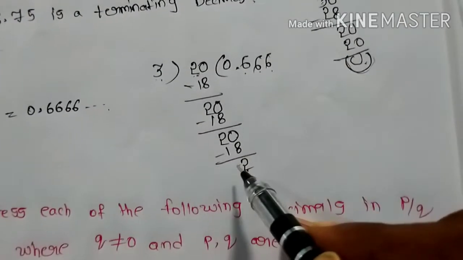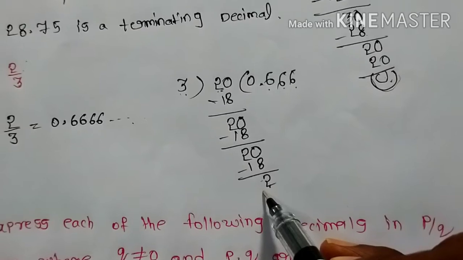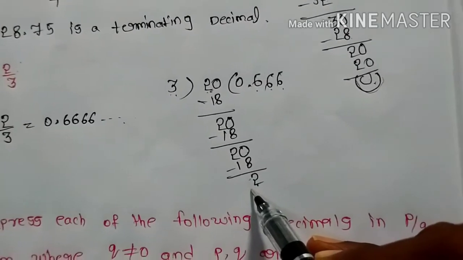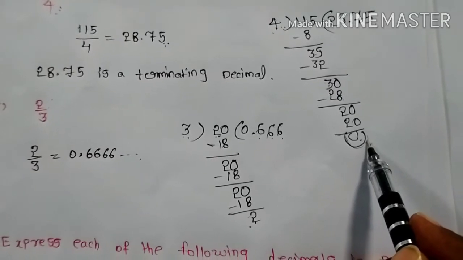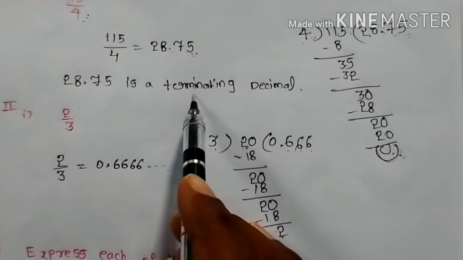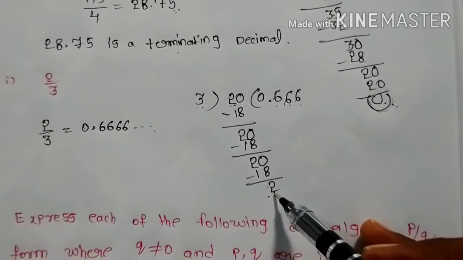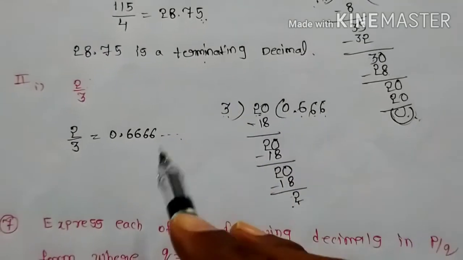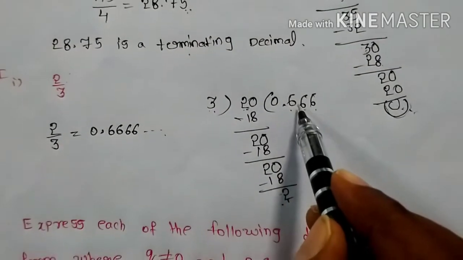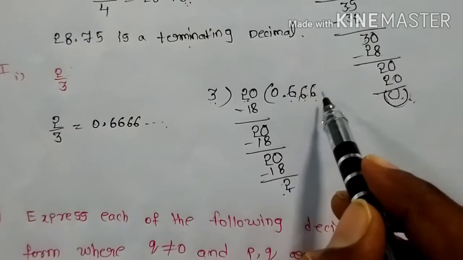See, are you getting remainder equal to 0? Are you getting or not? We are not getting remainder equal to 0. In the previous problem we got remainder equal to 0. If you are getting remainder 0, then it is called a terminating decimal. If you are not getting remainder 0, these rational numbers are called non-terminating. See, this is repeating or not? 6 is always repeating, 6 6 6 6.